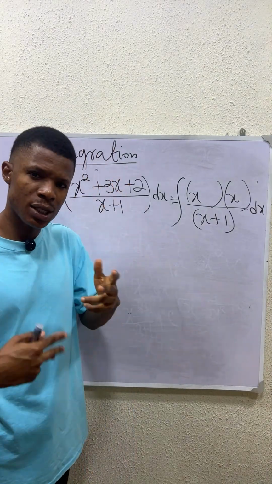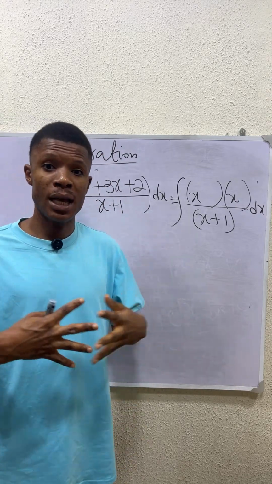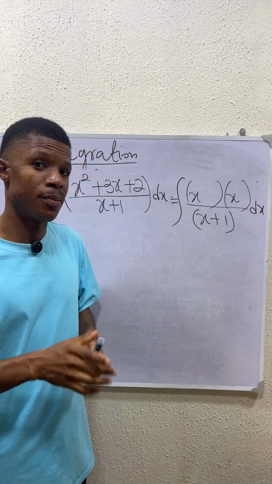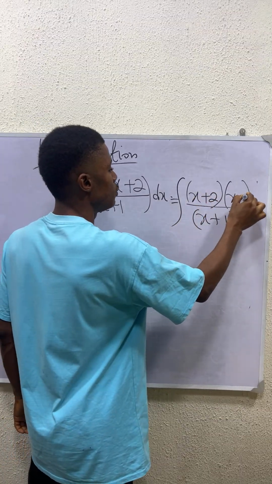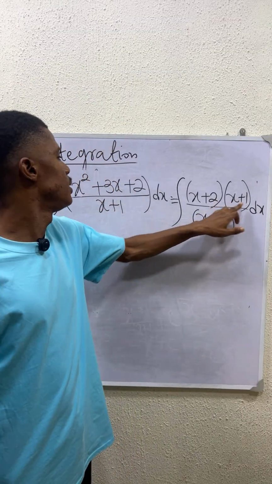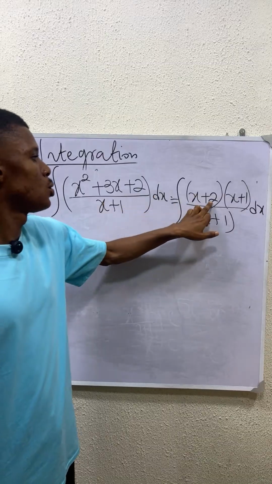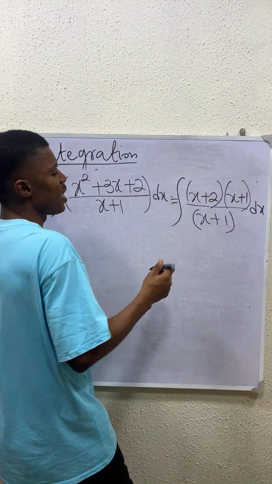Do you know that? Let us know in the comments. What are the two numbers that multiply to get 2 but add to get 3? The numbers are plus 2 and plus 1, because 2 plus 1 is 3 and 2 times 1 is 2. So I have to simplify the fraction.